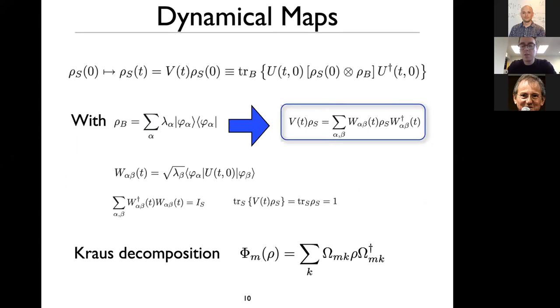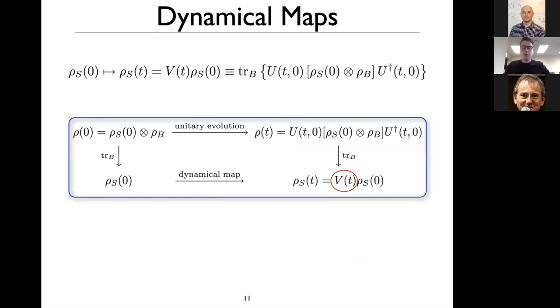These operators omega have to satisfy a normalization condition: the sum over the two indices k and m of omega dagger omega has to be the identity operator. They have to fulfill this normalization condition. So that's how these Krauss operators are defined. Okay, thank you.